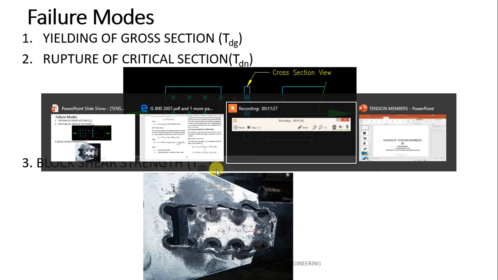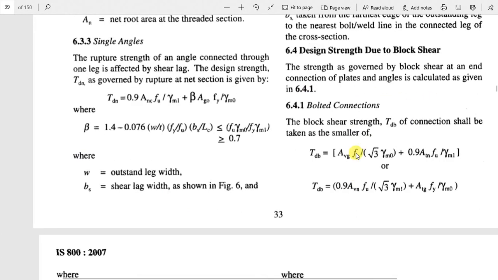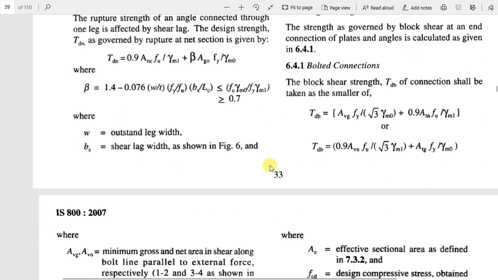So let's go to the steel code book. Clause 6.4 gives you the design strength due to block shear. You have two formulas here. You have to calculate two values here. The least one you have to treat as the design strength due to block shear. Once again you are aware of Fy, gamma m0, Fu and gamma m1. The same things are used in both formulas.